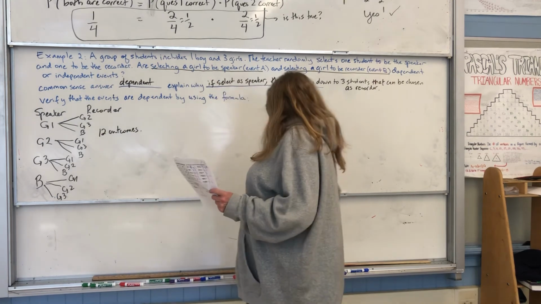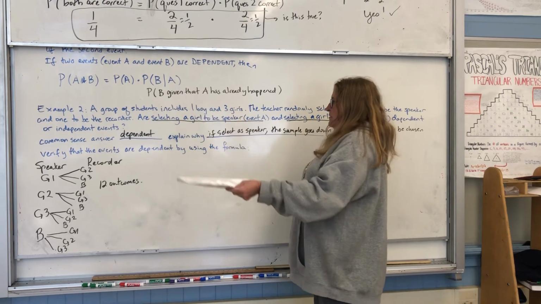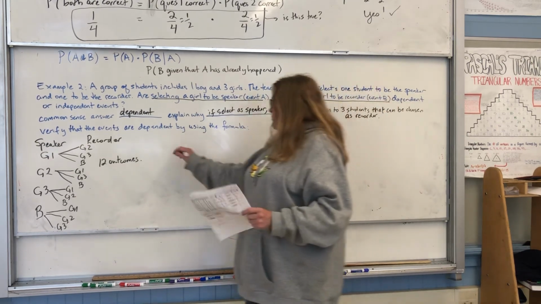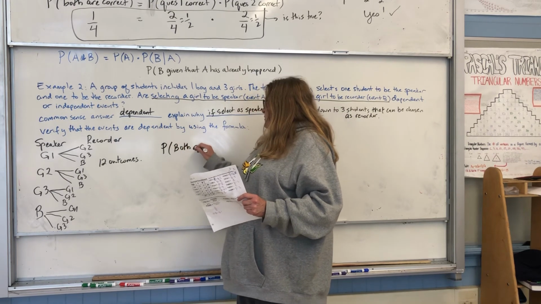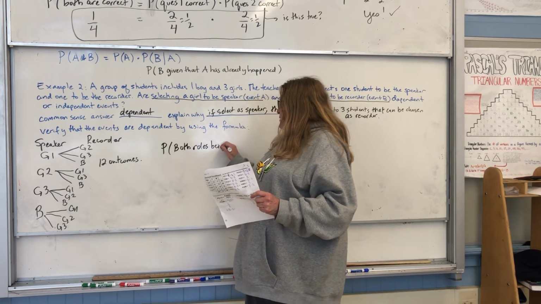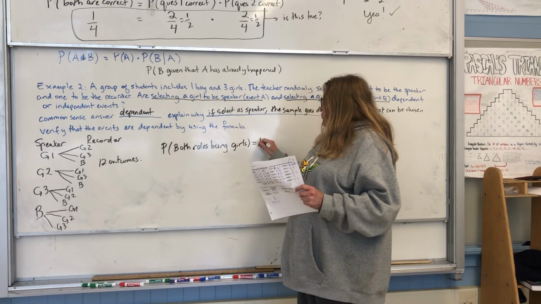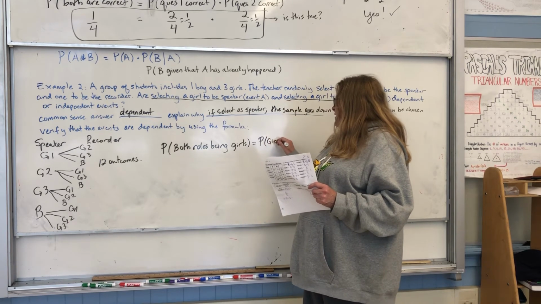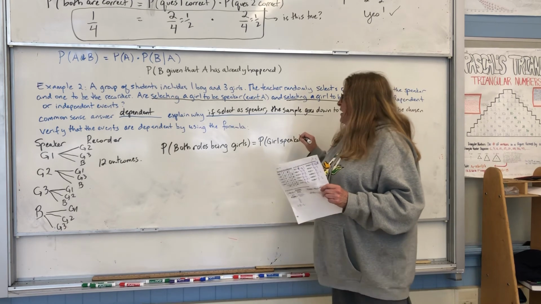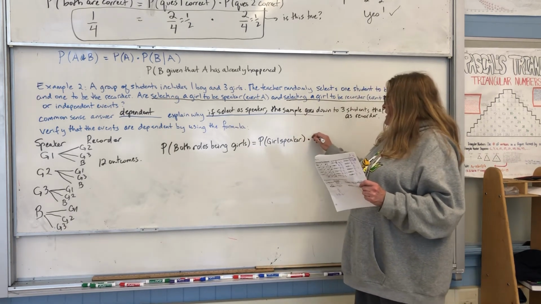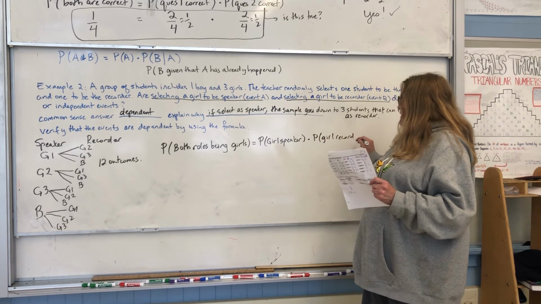Okay, so let's use our formula, which is up here. The probability of A and B. So in this case, we're going to say the probability of both girls is equal to the probability of a girl speaker times the probability of a girl recorder given that a girl speaker has happened.